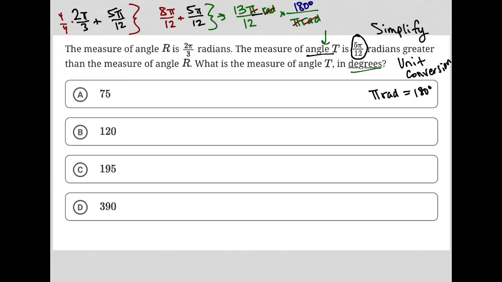So now just for some simplification, 12 and 180 can be simplified. 12 goes into 12 once. 12 goes into 180 15 times. So all I have left here is 13 times 15. I'm going to go to my calculator to find that answer. 13 times 15 is 195. So that's my answer, 195 degrees. So choice C is correct.